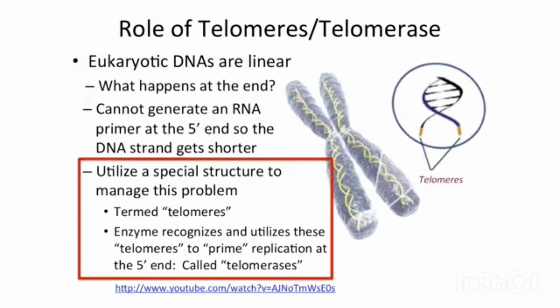Eukaryotes manage this very difficult and specific problem using a special structure, and these are termed telomeres. And there's an enzyme, telomerase, that utilizes these telomeres, and it contains an internal RNA component that is able to prime replication at the 5' end and extend it.